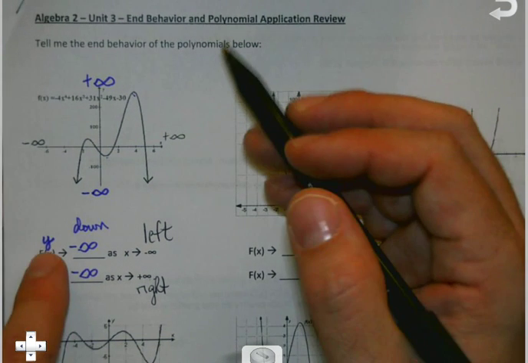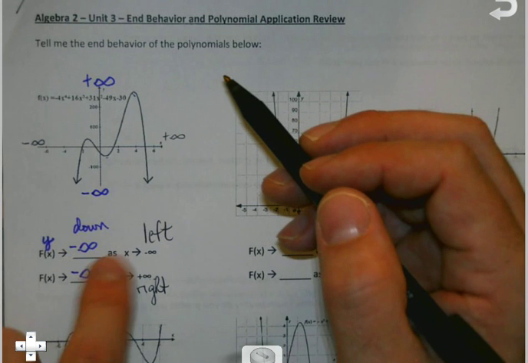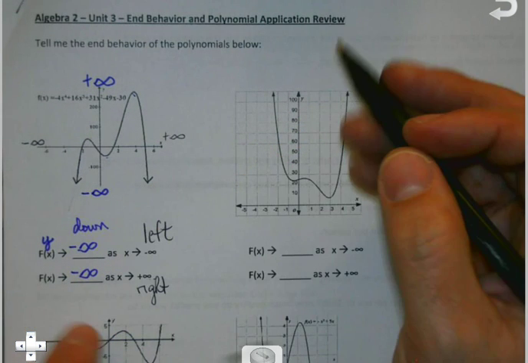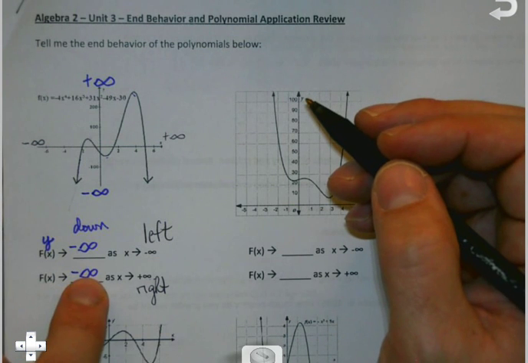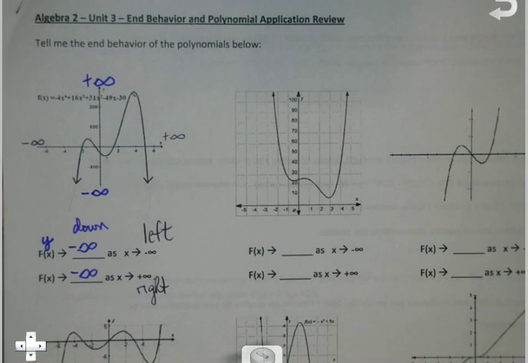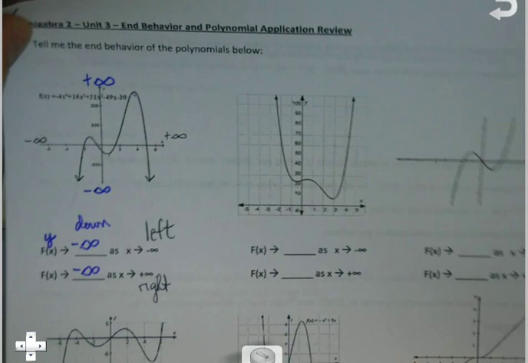Okay, y goes down as x goes left. Yep, as we go left, we're going down. Okay. Y goes down as x goes right. Yep, as I go to the right, y is going down. Okay, that makes sense. That works.